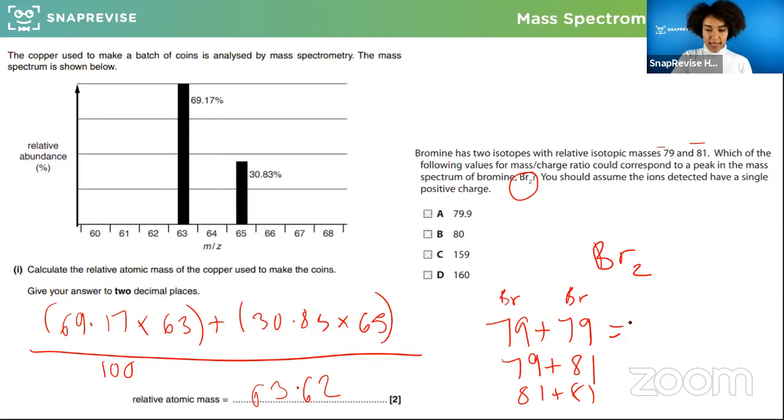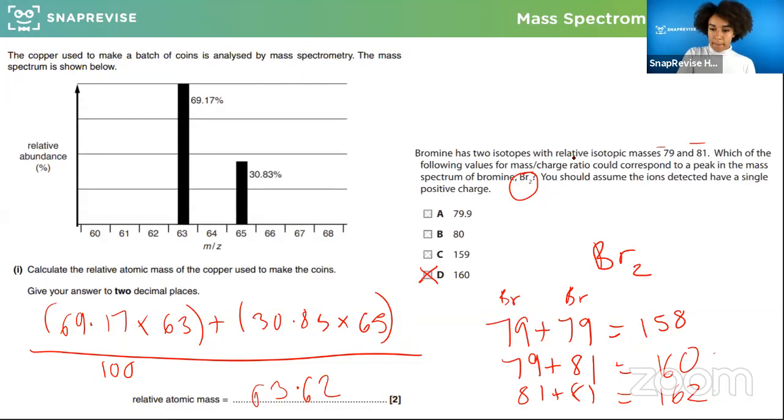Anyone do maths for me? Yes, thank you. So 158, so that's not an option. What about 79 plus 81? 160. Yeah, and then 81 plus 81, I'm just going to do it for you, 162. So out of all the options here, the only one that's on this list is 160, right? So it's got to be D. Is that making sense to everyone?